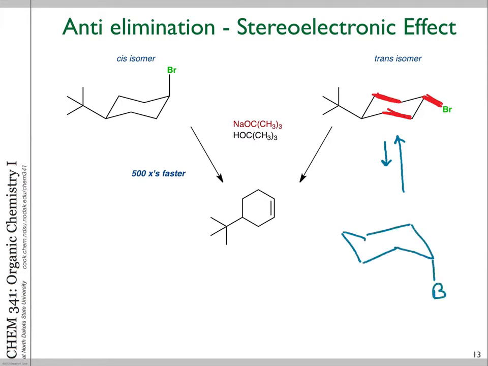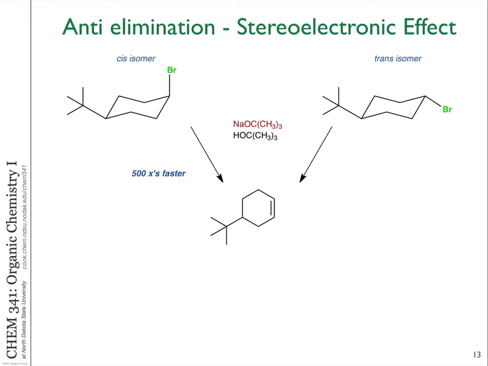That puts the bromine now from an equatorial position to an axial position. The tertiary butyl group now is also axial. So you can see this is a high energy conformation. That's why it's so much slower than the cis isomer shown on the left, because only in this conformation do you now get an anti-periplanar alignment of the hydrogens and the bromine that have to break. That's why this trans isomer is so much slower.